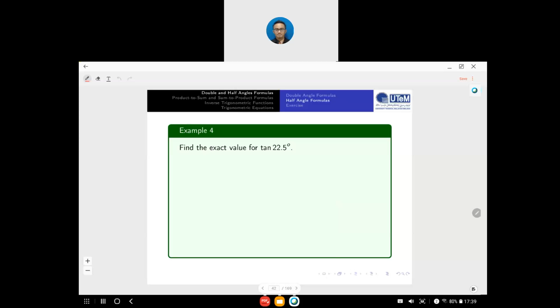For example 3. Okay, now look at example 4. Okay, this one also same thing. Find the exact value for tangent 22.5. So we know that tangent 22.5, 22.5 is come from 45 over 2. Okay, kita dah tahu dah, 22.5 tu datang daripada 45 per 2. Okay, so 45 over 2. So this one we can use half angle for tangent.